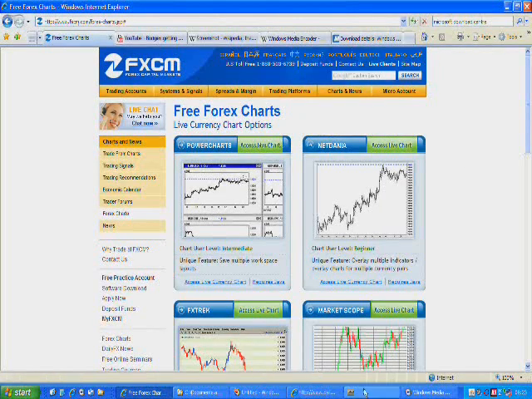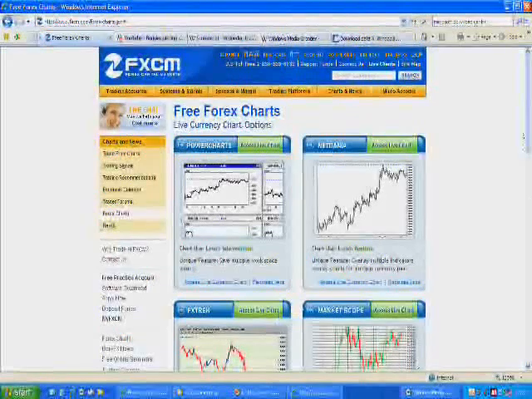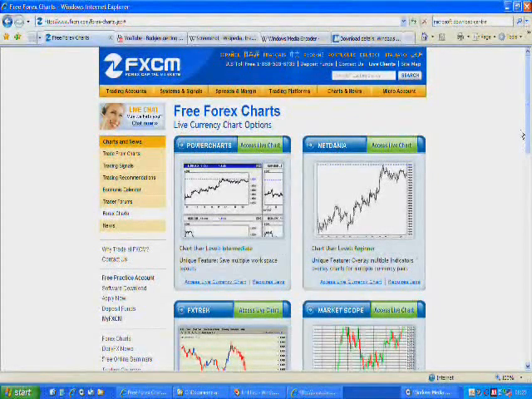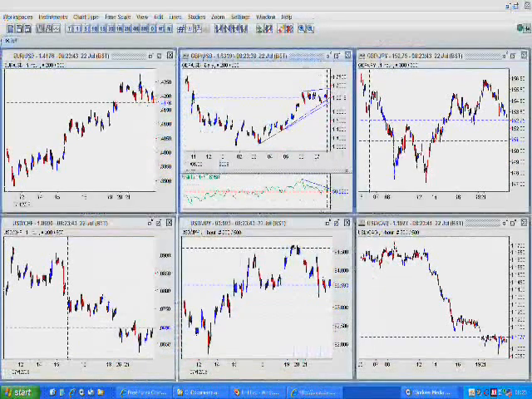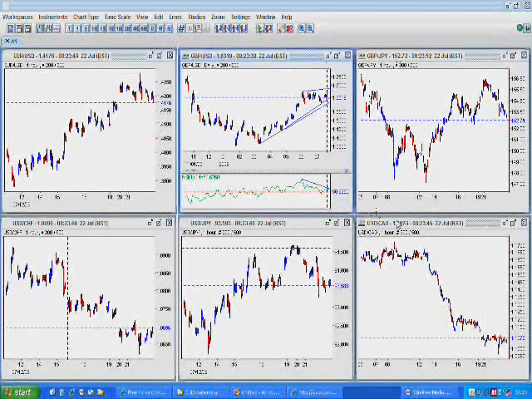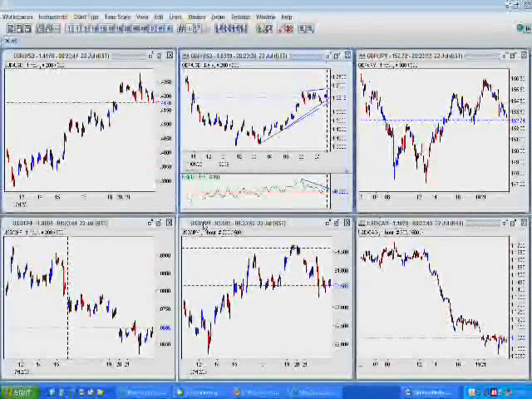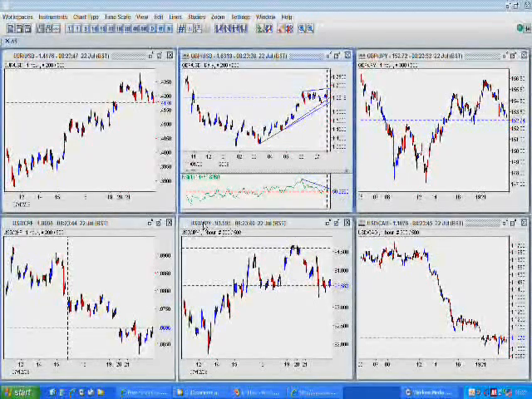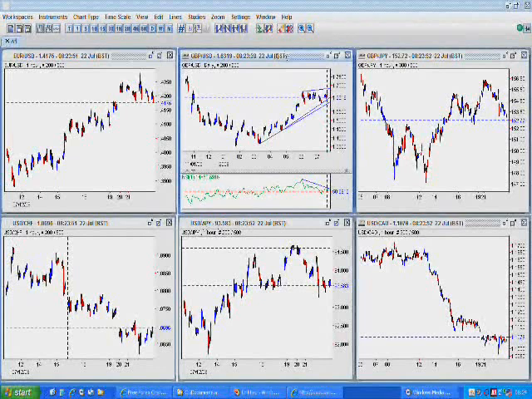Power charts, I've already got the window open. I was taking a quick look at the dollar. We've got Euro, GBP, USD, pound yen, dollar Canadian dollar, or the loonie as they call it, USD JPY and USD Swissie. Let's have a look at the dollar.